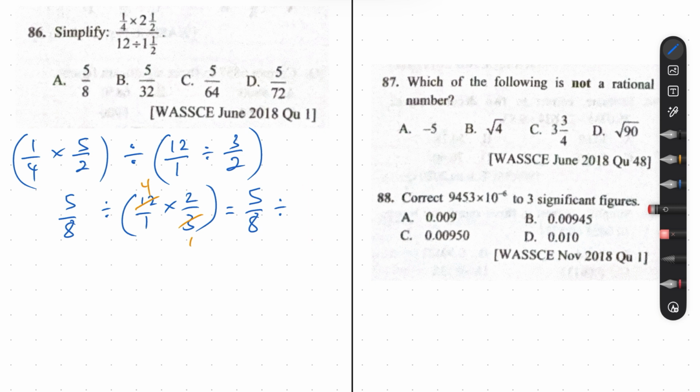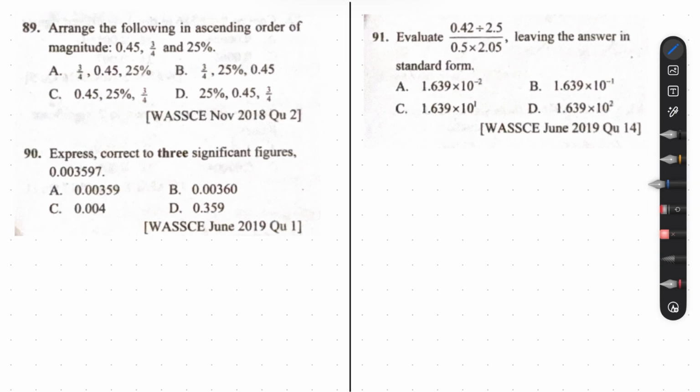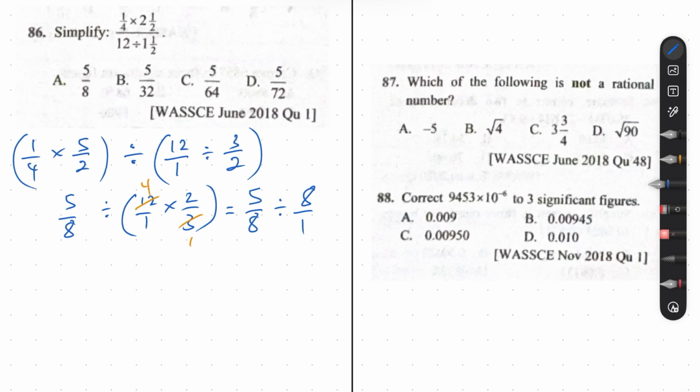Okay, cool. 8 over 1. And division, we know that we can just change this, and then we flip. So we have 5 over 8 times 1 over 8. So our final answer will be 5 over 64. That is our answer. Do you have it? Yes, 5 over 64. The answer is C.